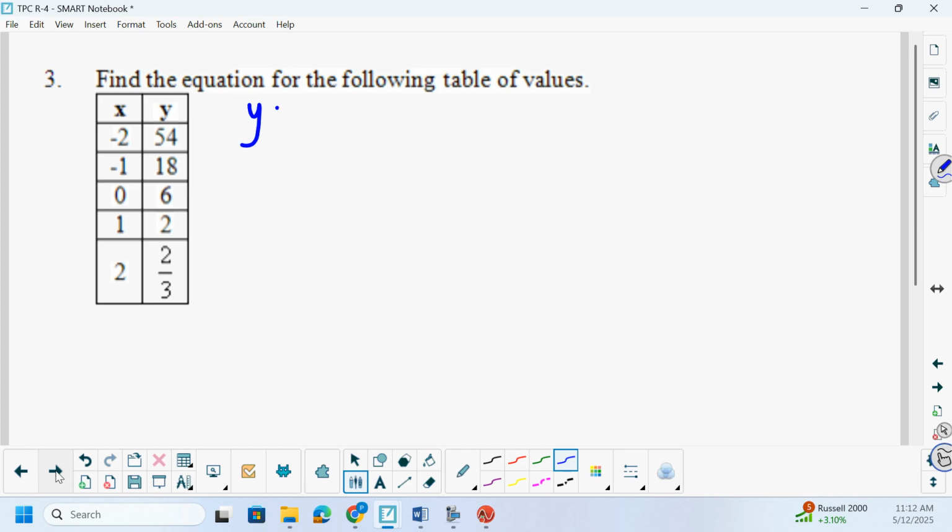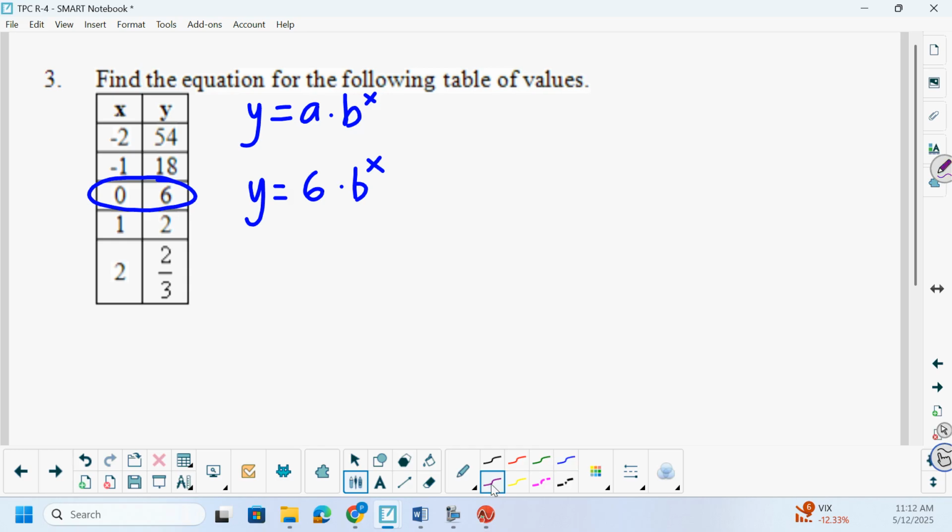Exponential, our general form is y equals a times b to the x. Now from a table, if there was going to be any shifts up or down, they would have had to tell us. So we can assume there's no shifts up or down, meaning our y-intercept will be our a value. So we're going to have y equals 6 times b to the x.